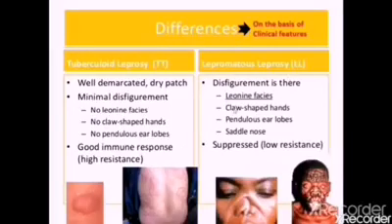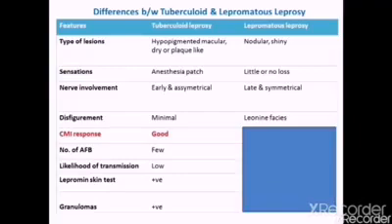In case of lepromatous leprosy, you will find many lesions. They are nodular, shiny, and there are leonine facies, which means lion-like. There is little or no loss of sensation, and there is late and symmetrical involvement of nerves. As the cell-mediated immune response is poor, there can be maximum disfigurement like saddle nose, pendulous earlobes, and claw-shaped hands.